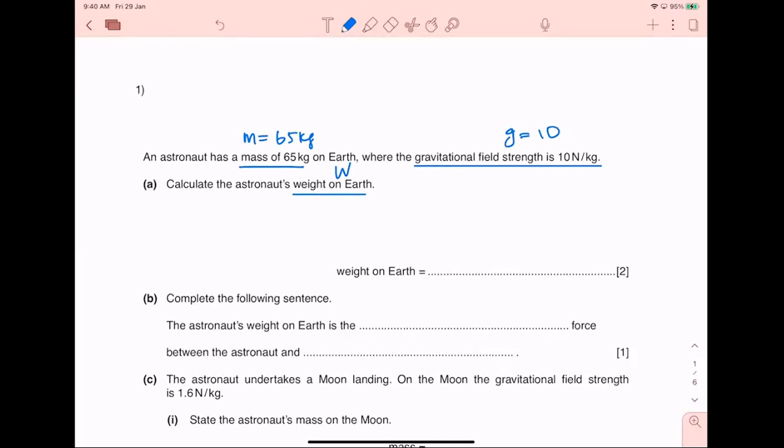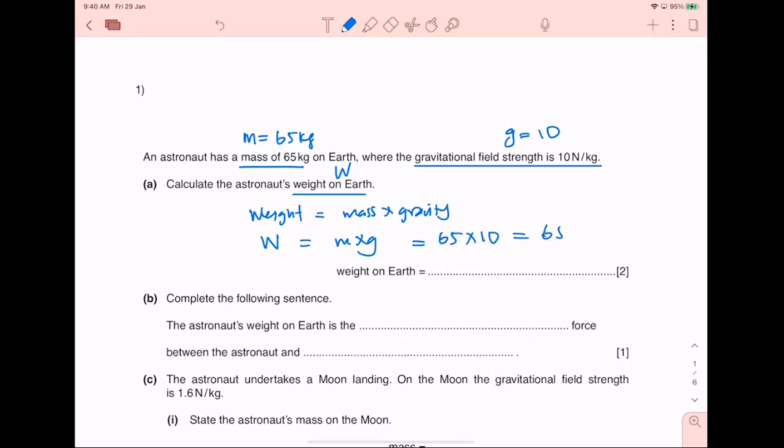Let us review. Weight is equal to mass times gravity. The mass is 65, your gravitational field strength is 10, so you get 650 Newton. The unit for the weight is Newton.